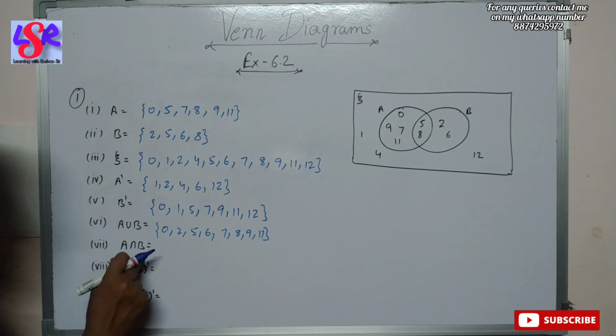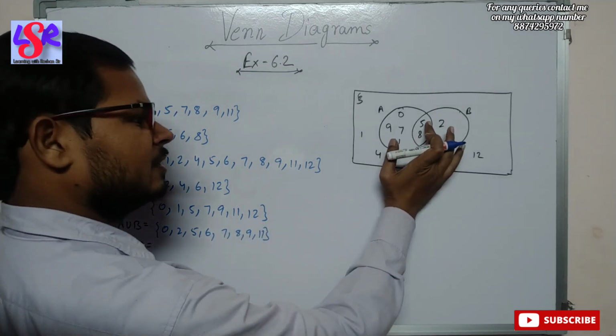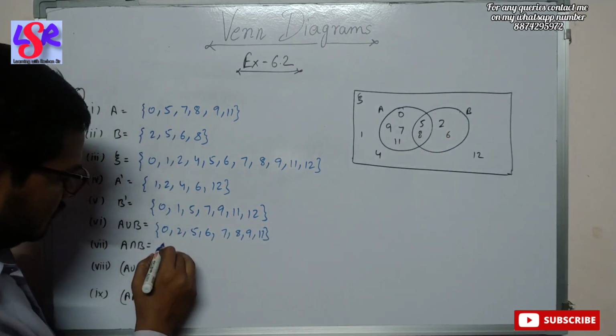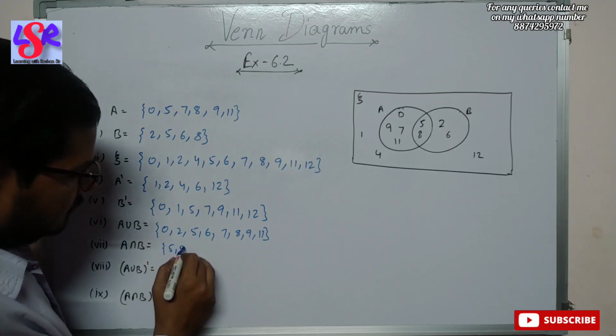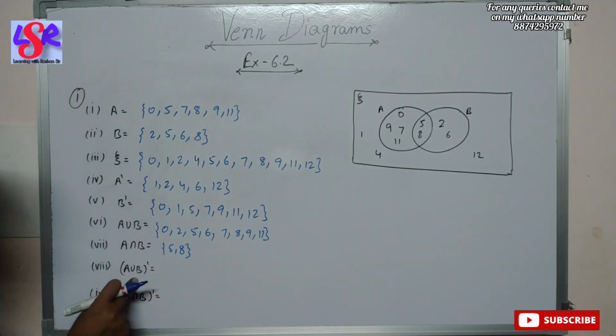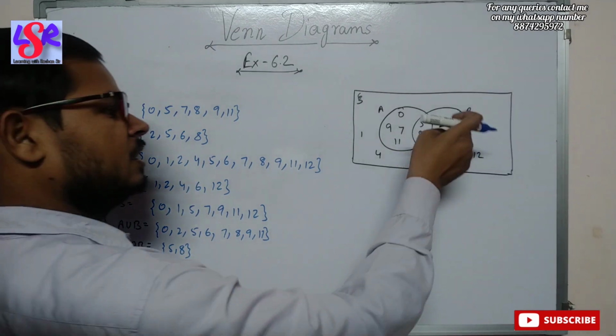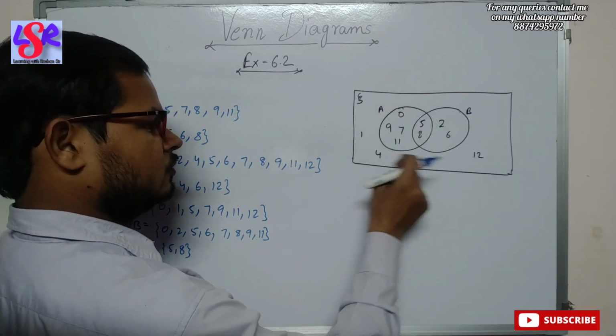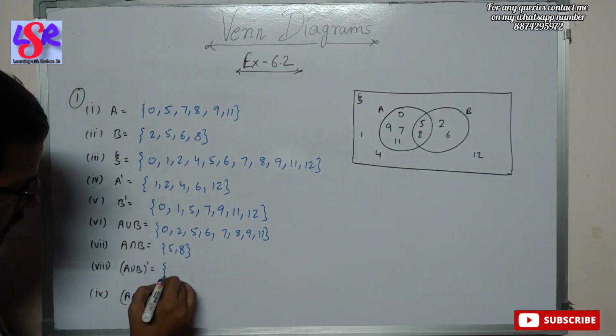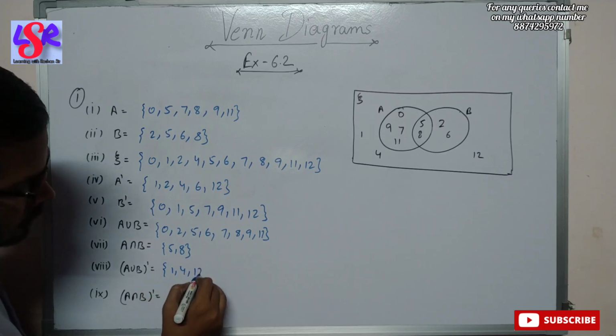Now we have A intersection B. In A intersection B we have only these two numbers, that is 5 and 8. Then we have A union B complement, meaning the numbers outside both circles, that is 1, 4 and 12.